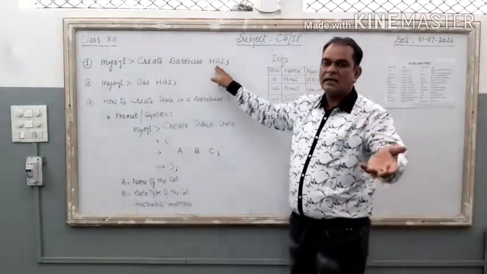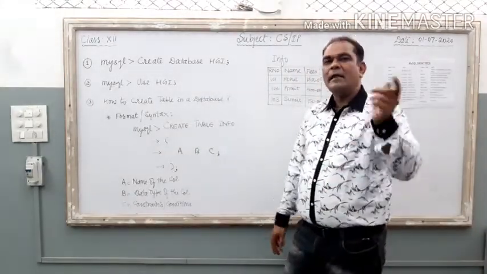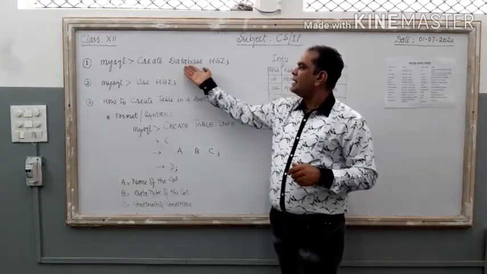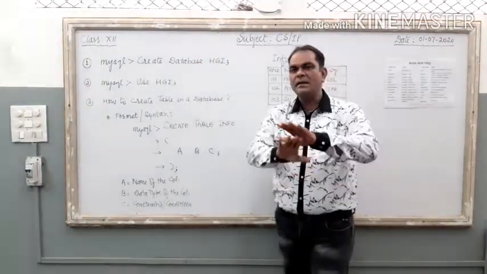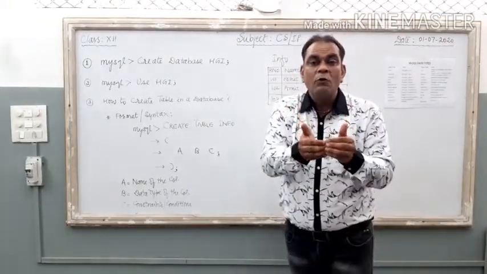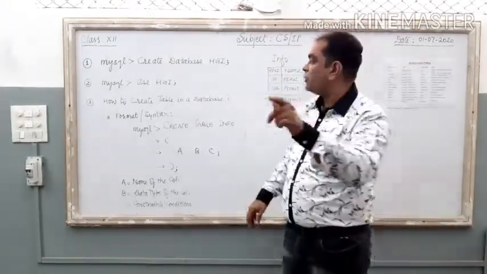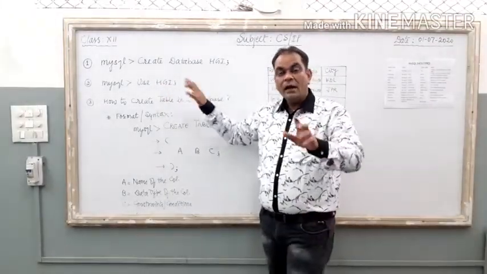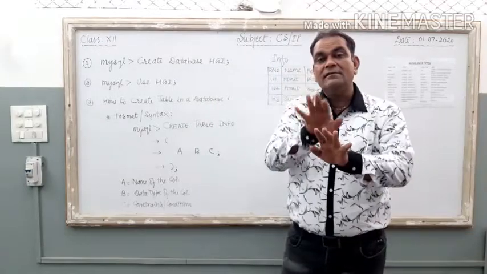In the previous class we have created a database. The name of that database is HDI, by using this command create database HDI. Right, the database is created now. Now the next work is we have to move inside the database, and for that the command is use HDI. Clear? Now we are here inside the database.